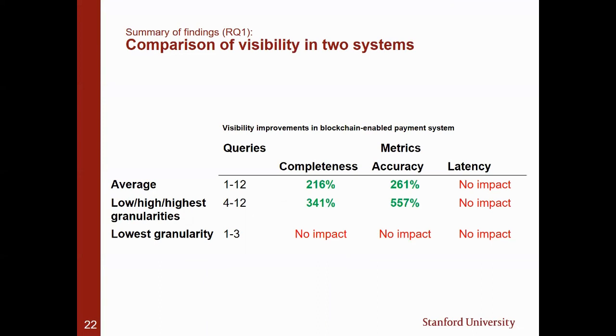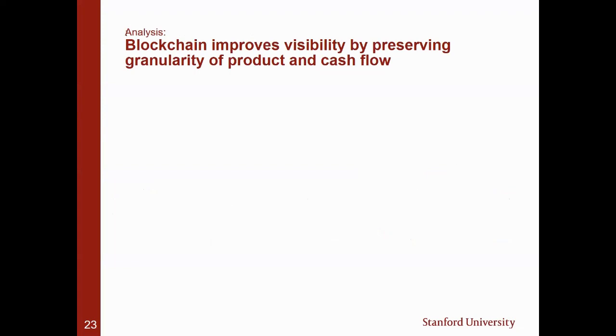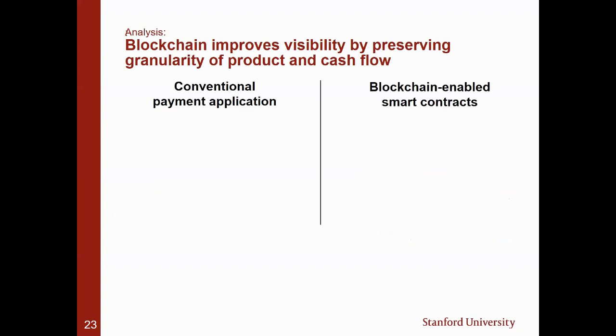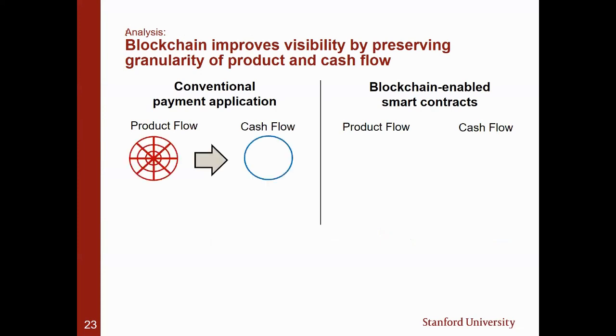And the question I ask is, why do we observe that? This is something that I detail in one of my works, but basically blockchain helps you preserve the granularity you already have in your product flow and extend it to your cash flow or payments. So if you look at payments as a transition from product flow to cash flow in the conventional payment solution, even if you have granular progress data, which the drone gives you, you would lose that because you would aggregate everything. Whereas in the blockchain, you have this possibility of directly going from product flow to cash flow, and that is really what's going on here.